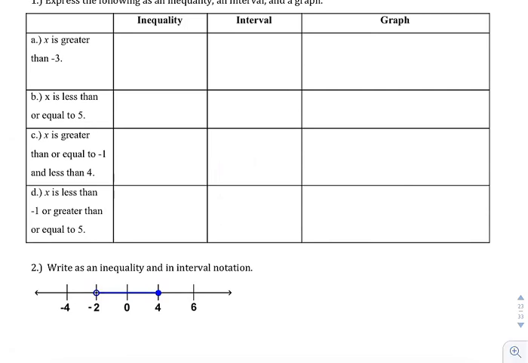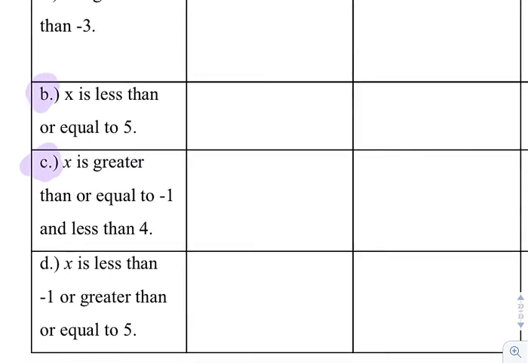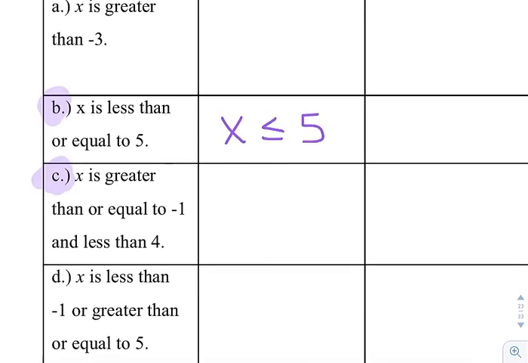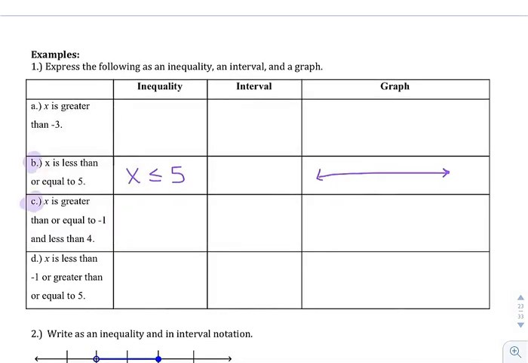Let's do B and C. So x is less than or equal to 5. Hopefully the inequality shouldn't be too bad. Less than or equal to 5. You guys have done that before. And I think it's actually easier to go from the number line to the interval. So I'm going to skip over to the graph and do the graph, then the interval.